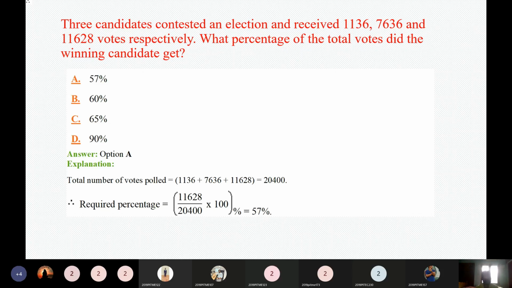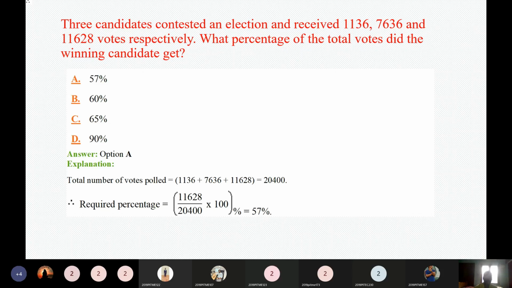So another very interesting problem. Three candidates, of course, got the votes. One person got 1,136 votes, the second person got 7,636 votes, and the third person got 11,628 votes respectively. What percentage of the total votes did the winning candidate get? If you take these three values, you know who won this election. Who won the election? The person who got the highest votes won the election. So as per this data, the person who got 11,628 won the election.